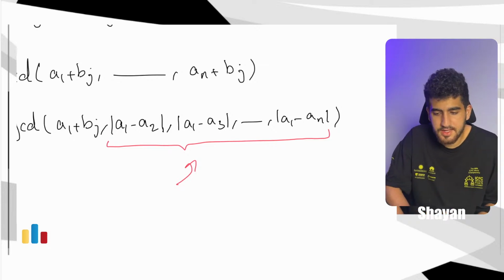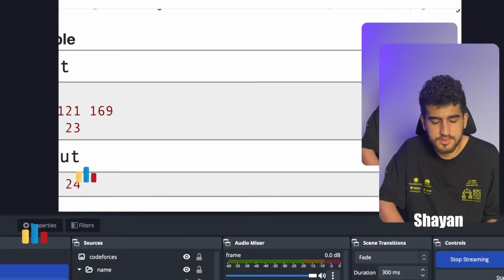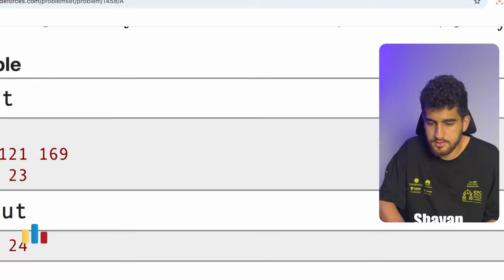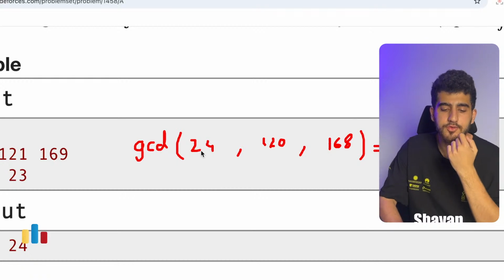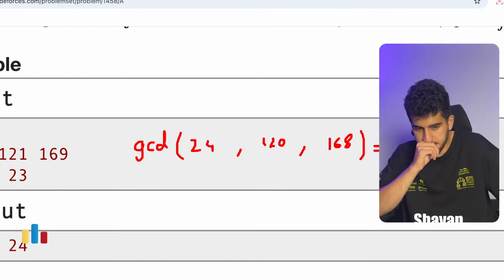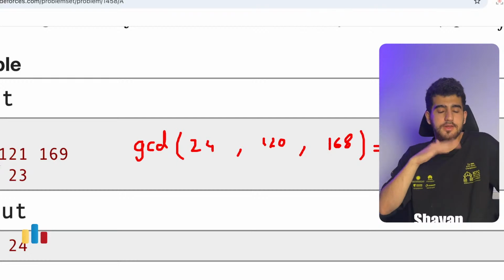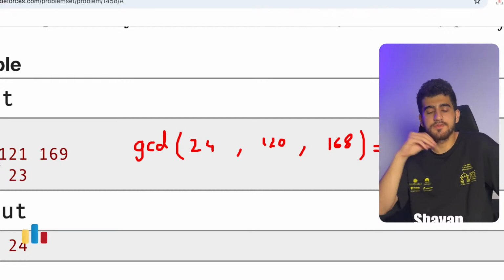So this way, if you do this, oh, I wasn't on my screen. So I was just saying that 1 minus 25 is 24, the difference. The difference of 1 and 121 is 120. The difference between 1 and 169 is 168. The GCD of these numbers is 24.